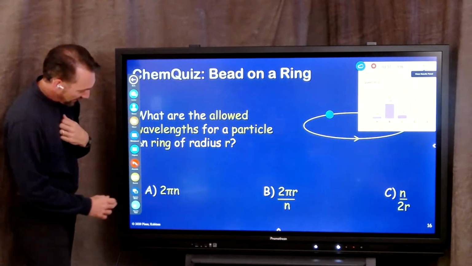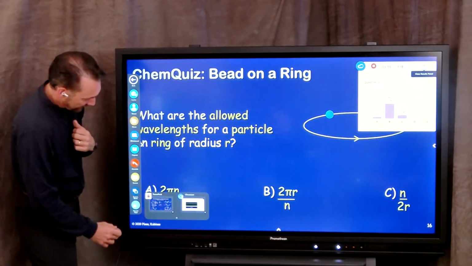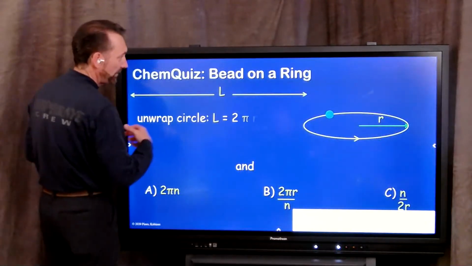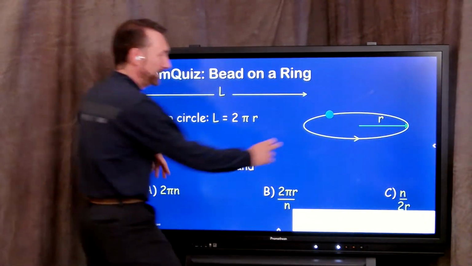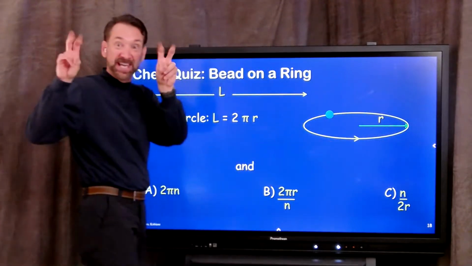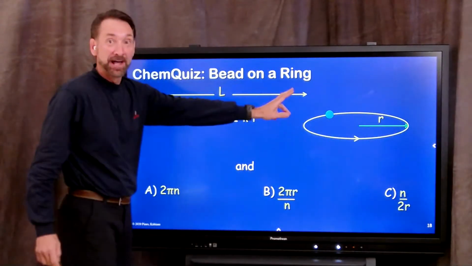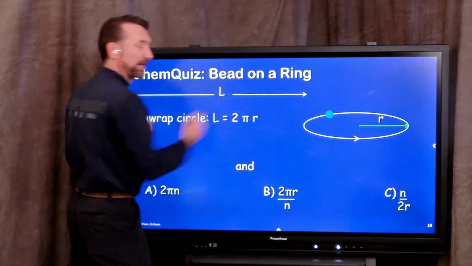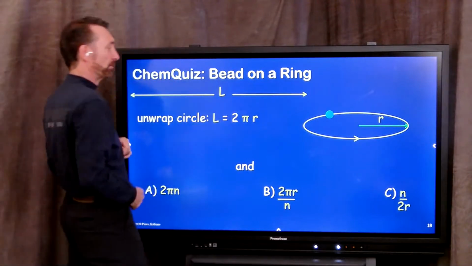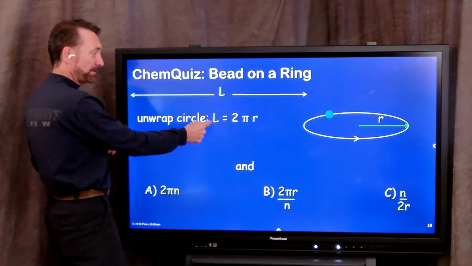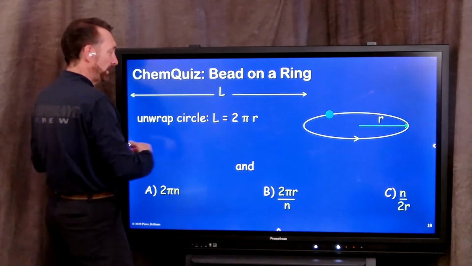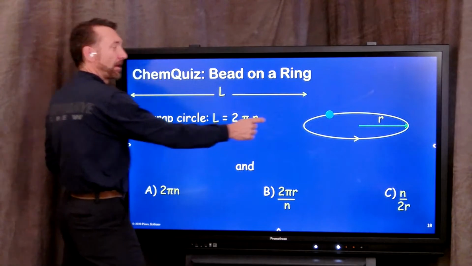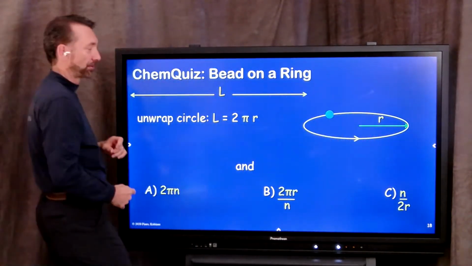So let me give you my thinking on that. We were saying that the wavelengths have to fit along the length L. When it was a linear string, we found that half a wavelength would work and a full wavelength would work, and we could write them in terms of L. So if we unwrap the circle, the length is 2 pi r. It's the circumference of the circle.